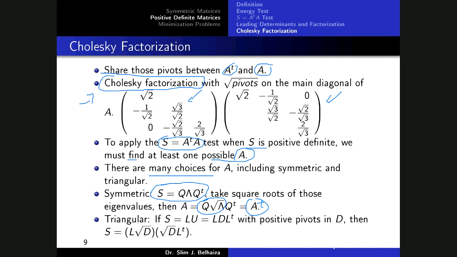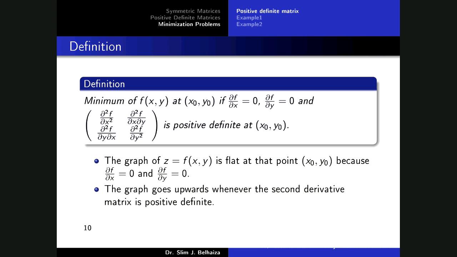So all of that is to say that there is some reason we're doing all of this. There is some reason we prefer to deal with matrices that have positive real eigenvalues. It is in the context of minimization.